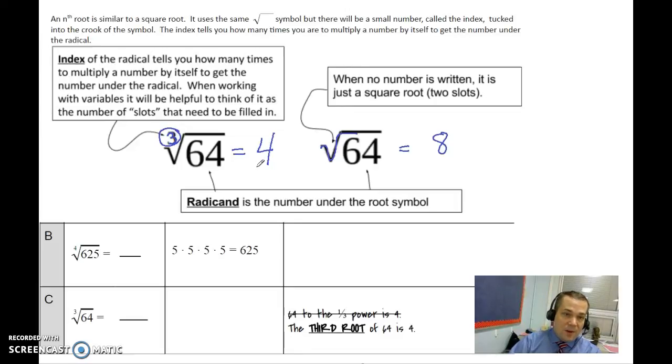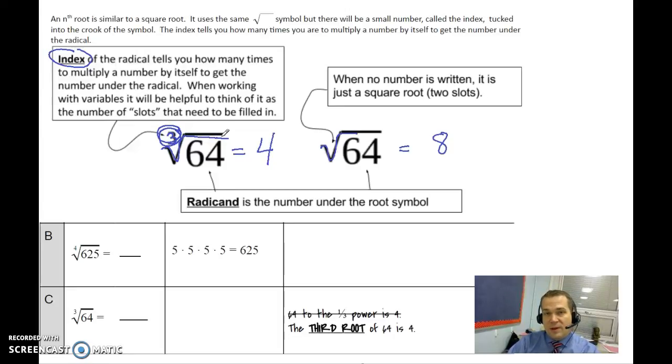I'm going to talk about vocabulary for a little bit. This little number that we stick in the crux of the radical symbol, we call the index. So this index is 3. This radical has an index of 4. This radical has an index of 3. The number underneath is called the radicand. And then, of course, this check mark symbol you guys know is called the radical symbol.